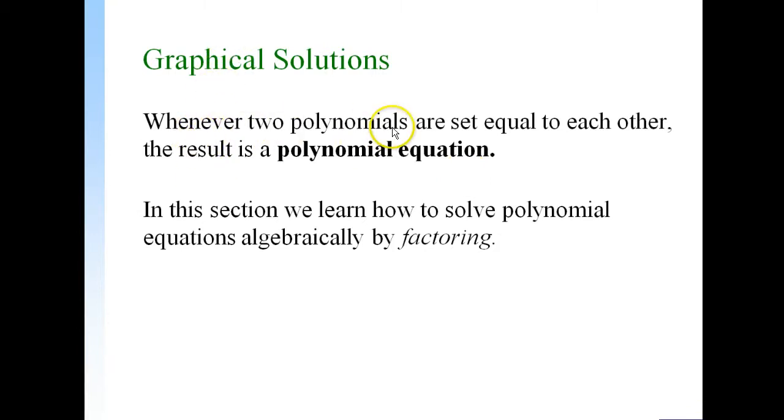So whenever two polynomials are set equal to each other, the result is a polynomial equation. In this section, we learn how to solve polynomial equations algebraically by factoring. So far we've been multiplying, and now we're going to undo the multiplication.